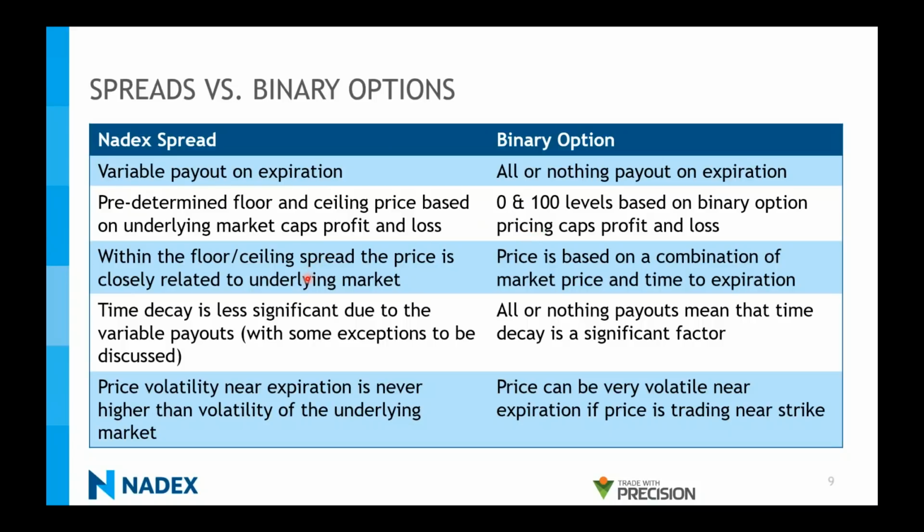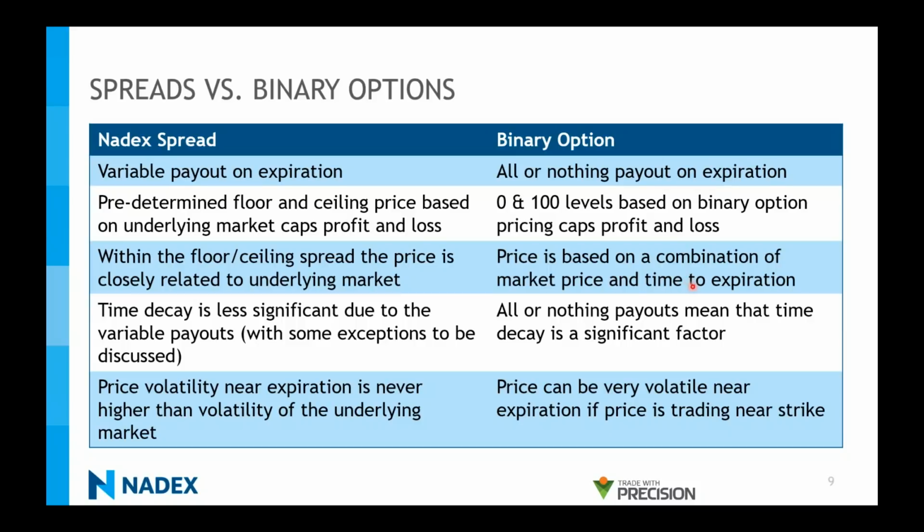With the Nadex spread, within the floor-ceiling spread, the price is closely related to the underlying market, and time decay is much less significant due to the variable payouts. Price moves along with the price move of the underlying. And this is also why price volatility doesn't play that much of a role. Price volatility near expiration is never higher than the volatility of the underlying market. This is quite different to what we can observe when we're trading binary options.